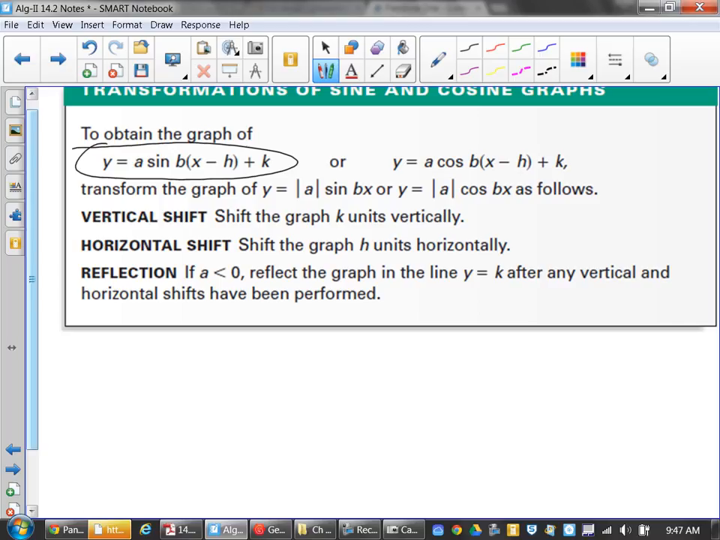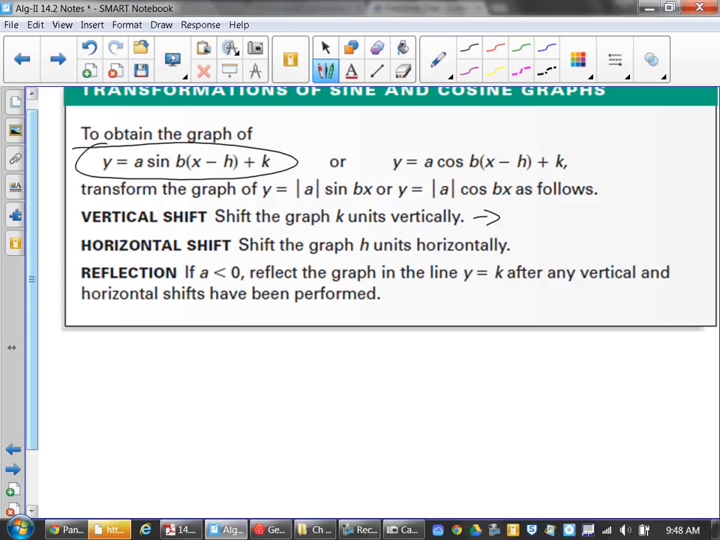It's just a matter of being able to identify an A, H, and a K, your B value, and plotting some points. So remember, your K value is your vertical shift. Your H value is your horizontal shift. The H value will always be pulled into parentheses. The K value will be out of the parentheses. This book does tend to put the K value in front sometimes instead of tacking it on in the back.